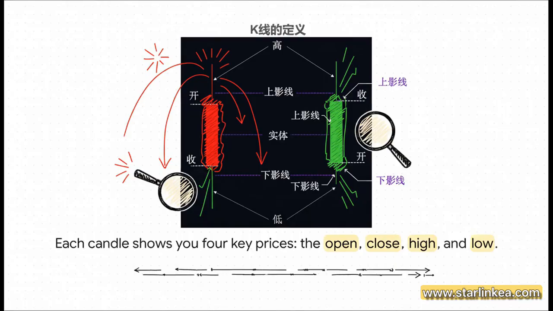So let's break this down. See the thick part of the candle? That's called the body. It tells you where the price opened and where it closed. And those thin lines poking out the top and bottom, we call those wicks or shadows, and they show you the absolute highest and lowest prices the asset hit during that time. It's so simple, but it packs in so much information.